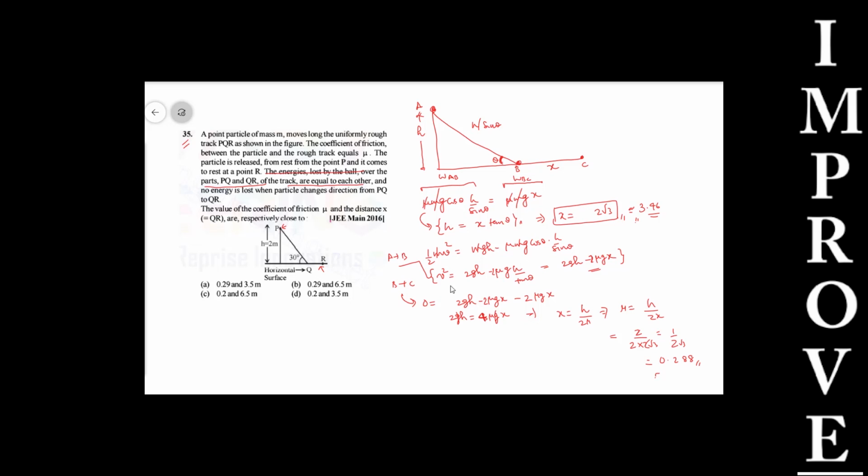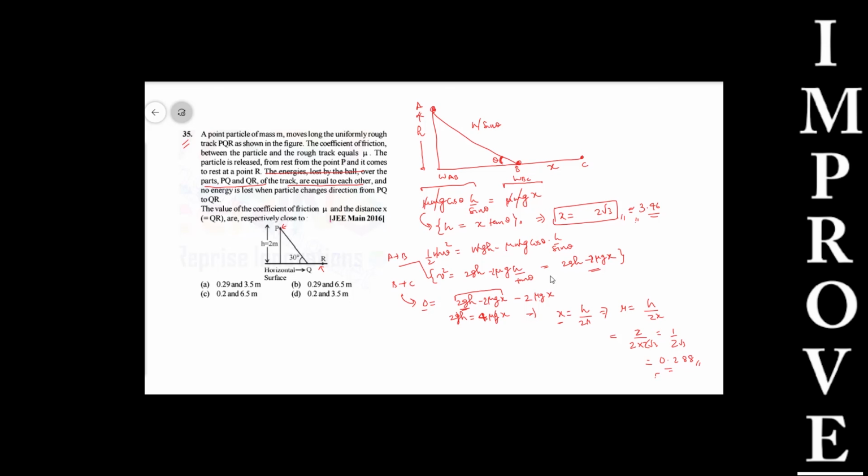Again, for B to C, the final velocity is going to be 0, so I can write v square is equal to u square minus 2as. So u square is basically this value, 2gh minus 2 nu g x, and minus 2 into a into x. So this is going to give me 2gh is equal to 4 nu g x, and from here I can calculate the value of x. x is h by 2 nu, and nu is going to be h by 2x. So everything is known, h is known, x is known. I can put the value, and I'll get 0.288.